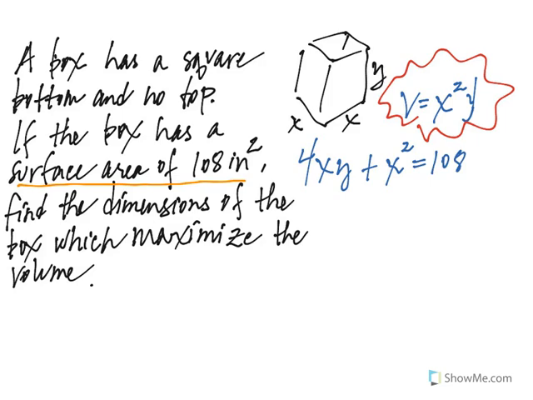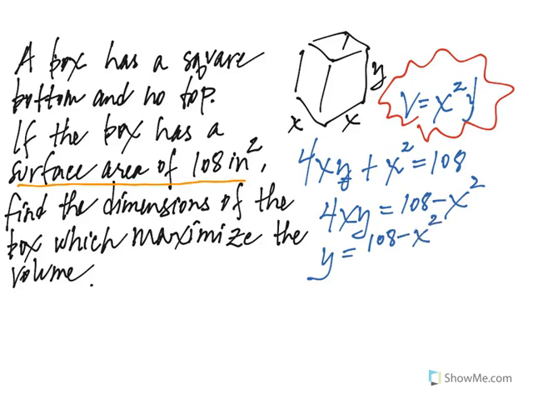All right. Now, I need to solve for either x or y. Solving for x is difficult because it's a quadratic. However, I only have one y, so I think I'm going to solve for this y right here. All right, so first I'm going to take away x squared, so I've got 108 minus x squared, and then I'm going to divide everything by 4x. So I got y is equal to 108 minus x squared all over 4x.